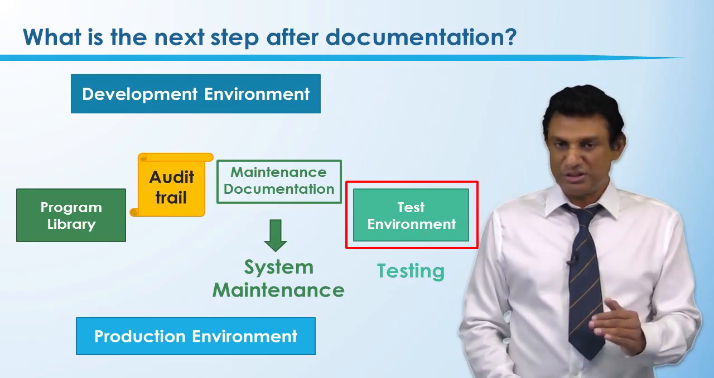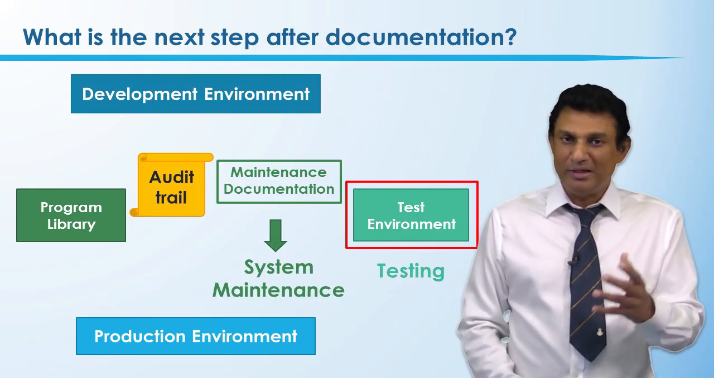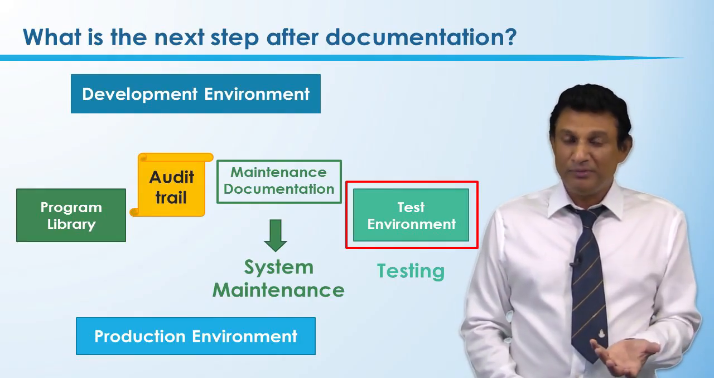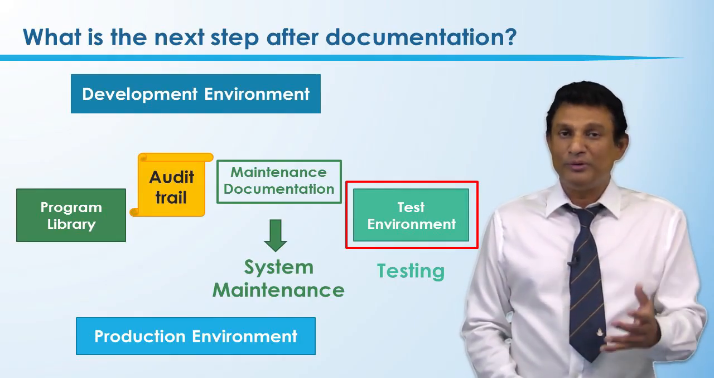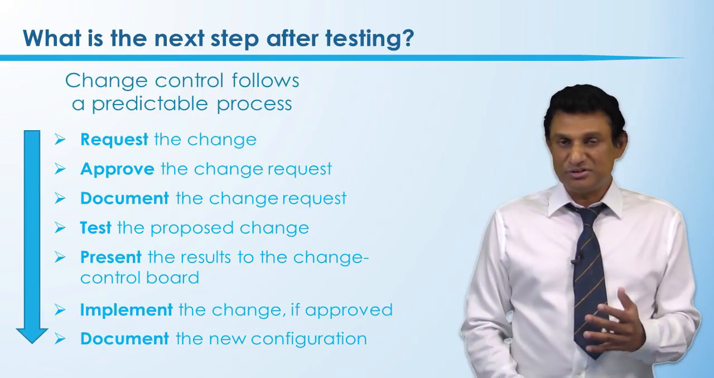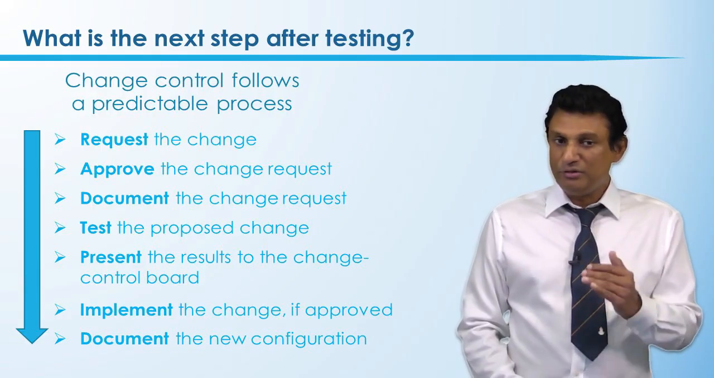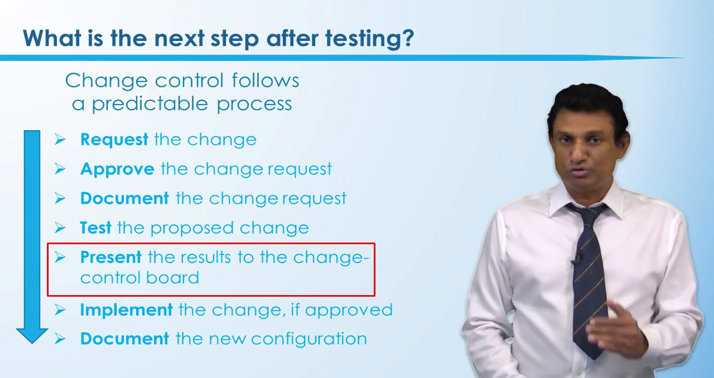Okay. Now after the documentation, what do you think we should do? Then we should do the testing to make sure that whatever change we have made is not compromising the system, that no problem happens with the system, and no additional issues are created, and you are extremely happy with the system. So right, then we do testing. Okay, then after testing, we go back to the predictable process, remember, and then we go to the next step, which is presenting to the change control board.